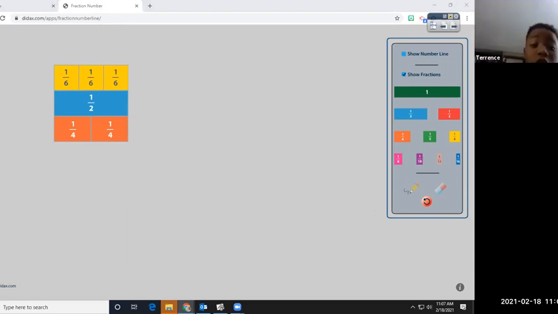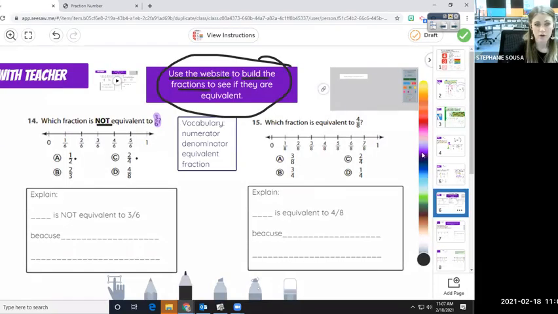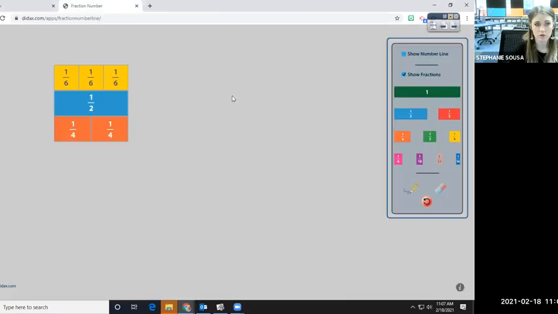Because they're equal numbers. Next up, it says 2/3. Let's go grab 2/3. Here's 1/3. Here's 2/3. That is not equivalent. It is longer than the other pieces. I have found my answer.